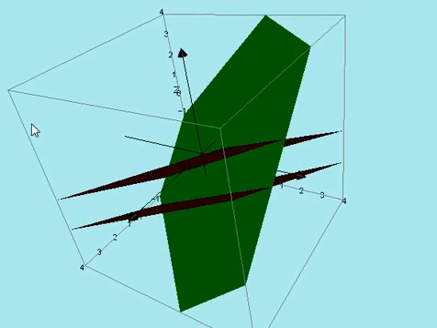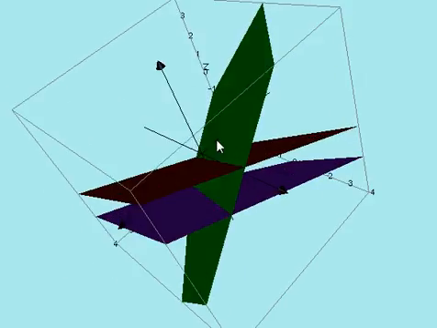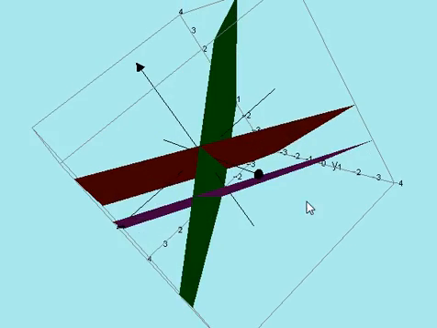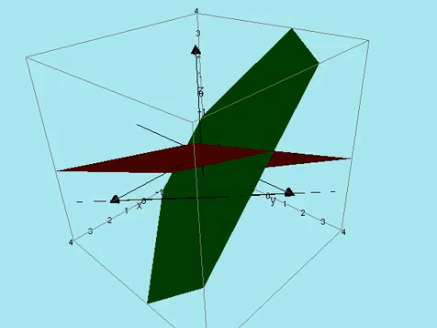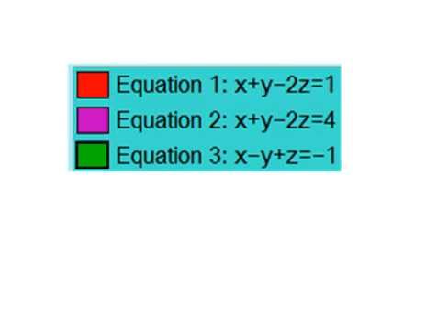Two appear to be parallel and one cuts across both, but there is no common point of intersection amongst the three planes. So for that system of equations there is no solution.